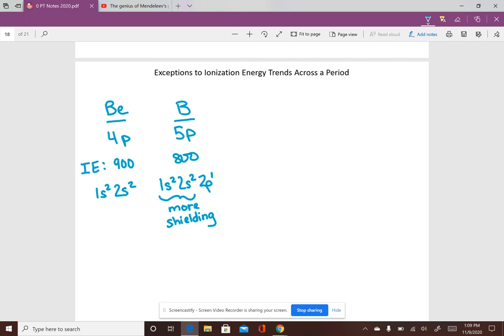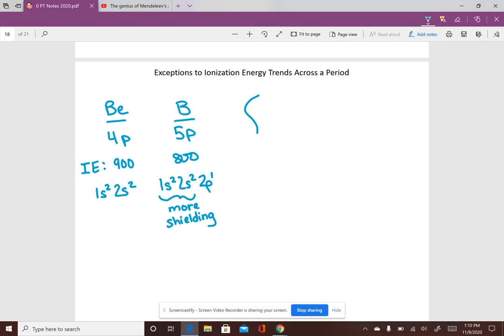So as I jump from where the S block fills up to where the P block fills up, even though my number of protons is getting higher, I'm now starting to put electrons in the P orbitals that are a little bit further away from the nucleus, have more energy, and they're not going to be held on to as tightly, even though the number of protons increased. Okay, so jumping from that S block to that P block, there's always going to be a little dip, and then your pattern will continue, that your ionization energy will increase.